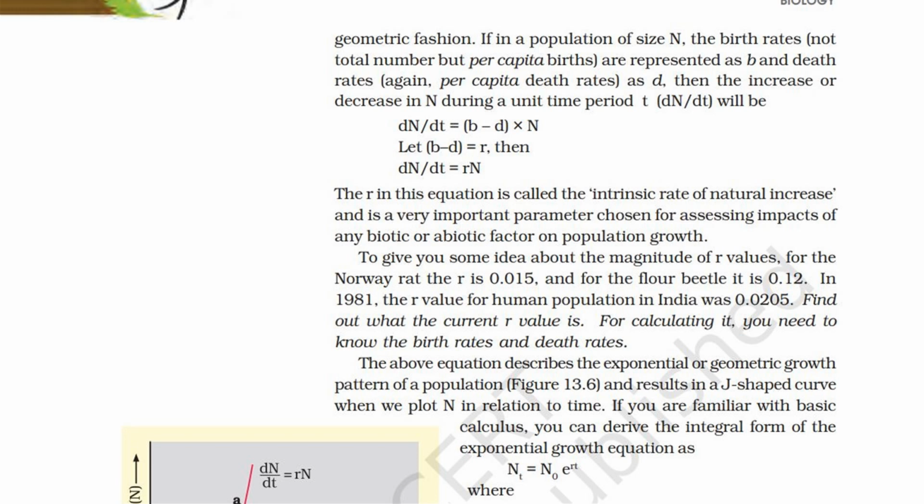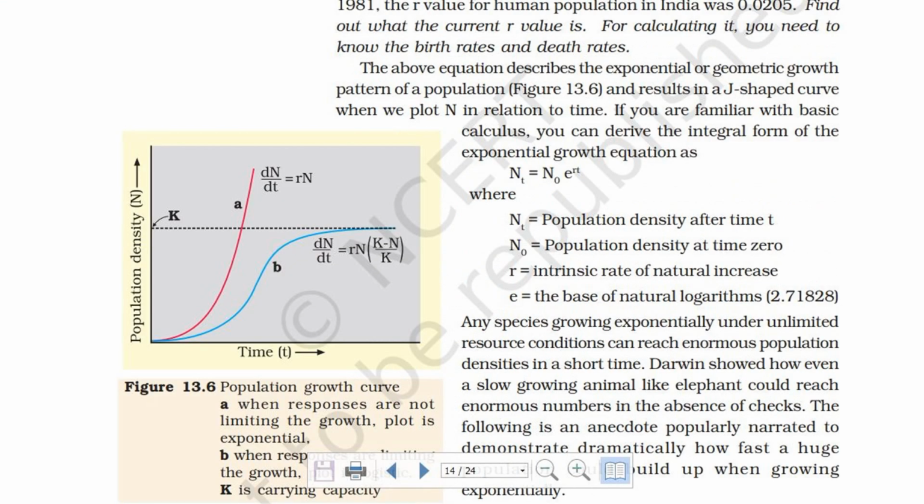If you are familiar with basic calculus, you can derive the integral form of the exponential growth equation as Nt = N0 e^(rt), where Nt = population density after time t, N0 = population density at time 0, r = intrinsic rate of natural increase, e = the base of natural logarithms, 2.71828. Any species growing exponentially under unlimited resource conditions can reach enormous population densities in a short time. Darwin showed how even a slow-growing animal like the elephant could reach enormous numbers in the absence of checks.